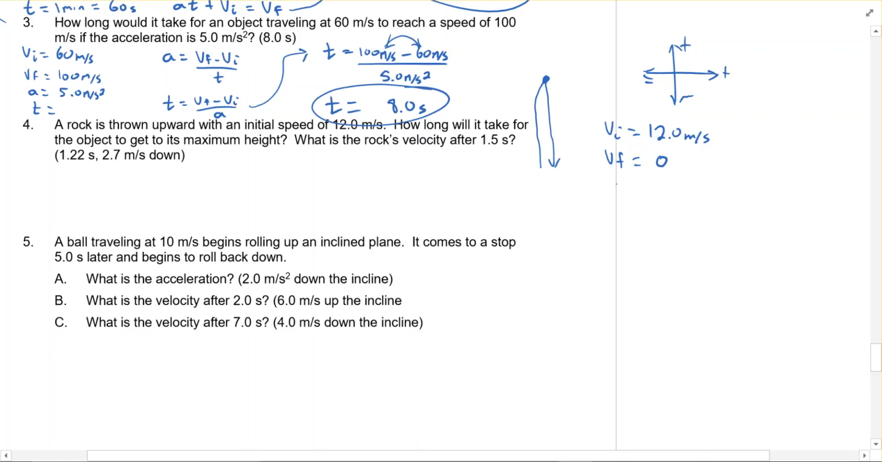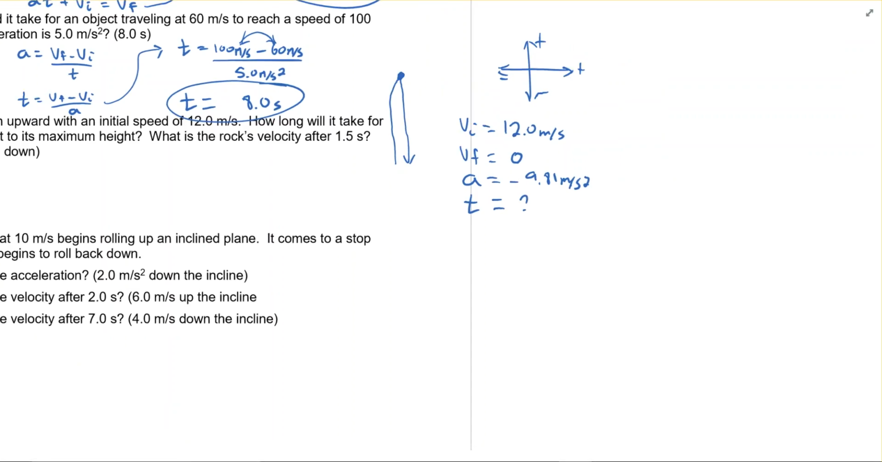The acceleration now. It seems like we don't really have an acceleration, but we always do when you throw something up in the air. Everything on Earth accelerates downward at negative. It has to be negative because it's down, or it's toward the Earth. Negative 9.81 meters per second squared. And then it says how long will it take? So T with a little question mark. Okay, so now let's rearrange this.